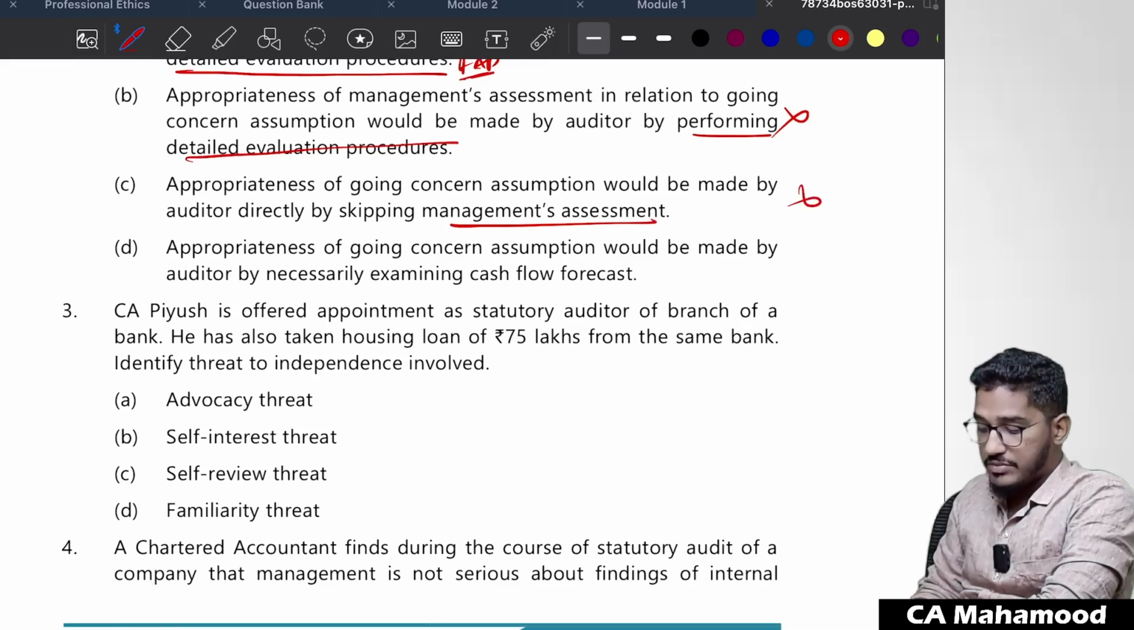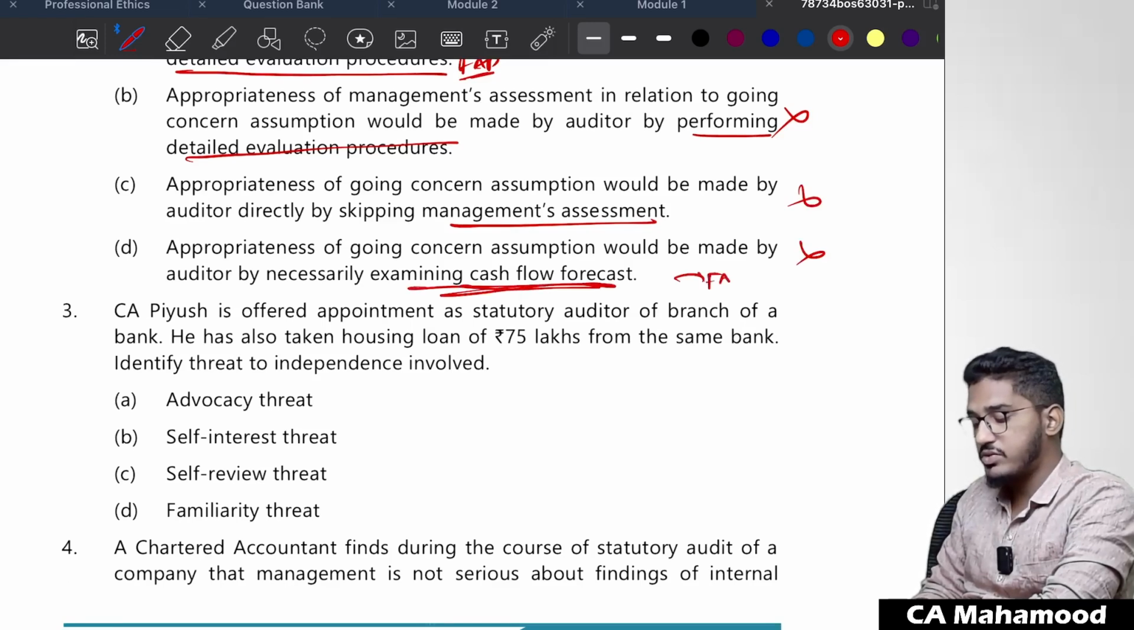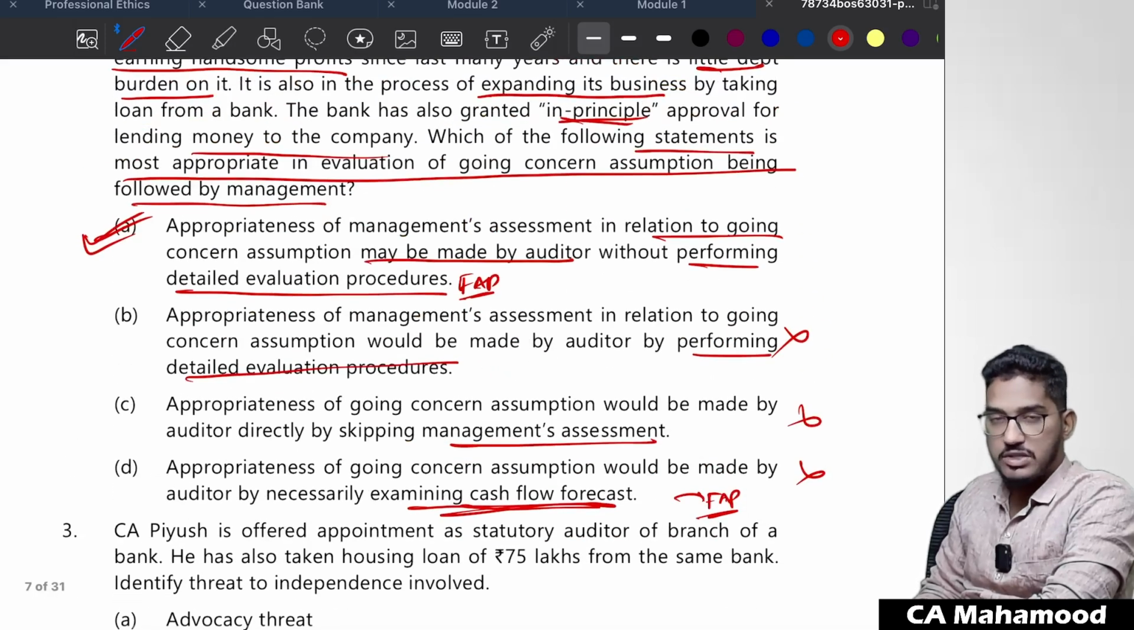Appropriateness of going concern assumption would be made by the auditor by necessarily examining cash flow forecast. See, examining the cash flow forecast is one of the further audit procedures only. I am telling you here, further audit procedures are not required. So which option sounds fit here?